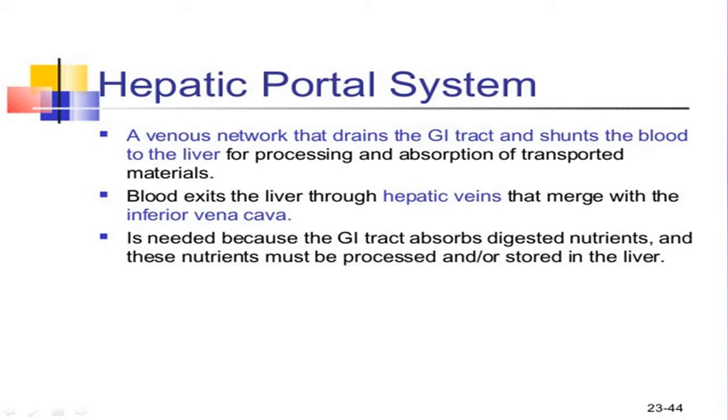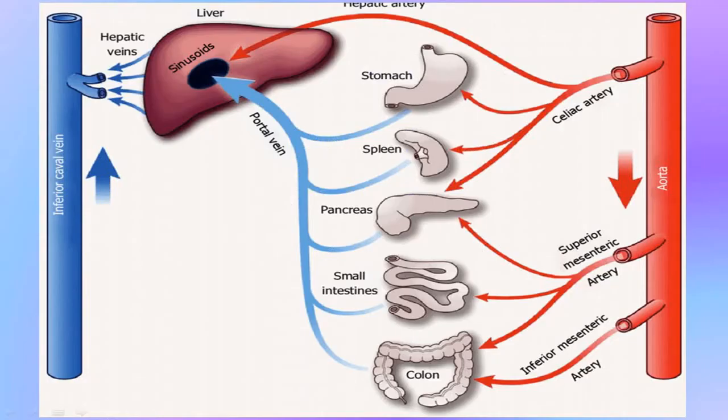Hepatic portal system is required because the GI tract absorbs digested nutrients, and these nutrients must be processed or stored in the liver. As you can see in this figure, these are different organs of the digestive tract: stomach, spleen, pancreas, small intestine, large intestine. Veins from these organs fuse to form hepatic portal vein, which then opens into liver, and blood from the liver then drains into vena cava through these hepatic veins.